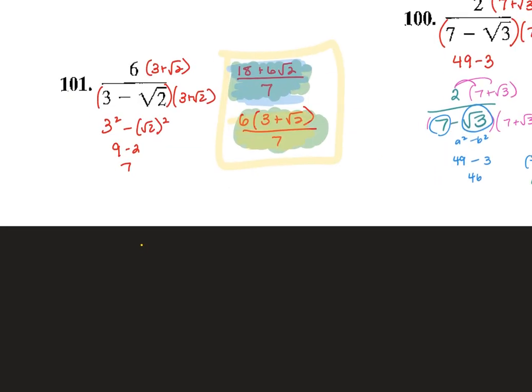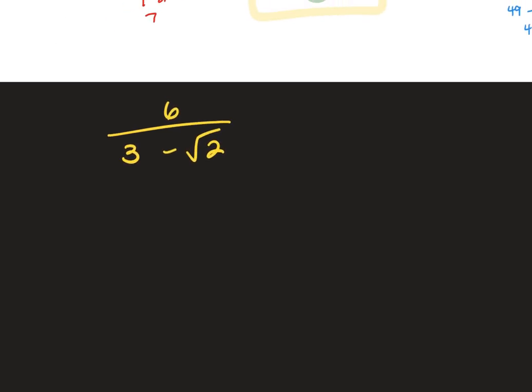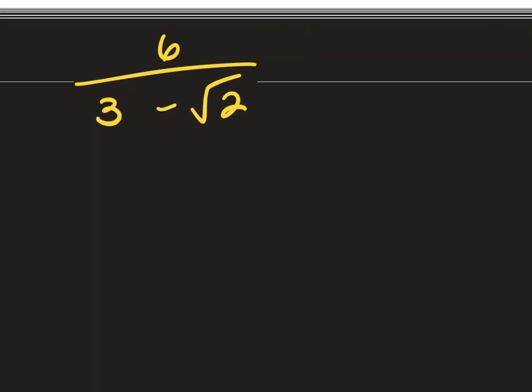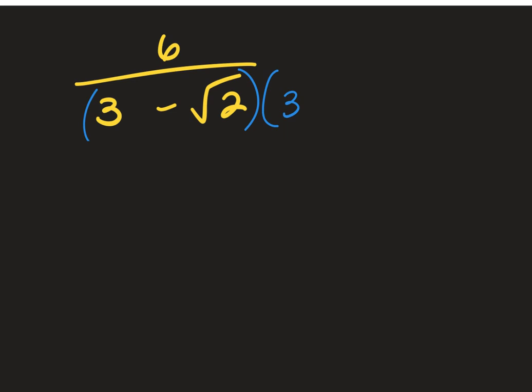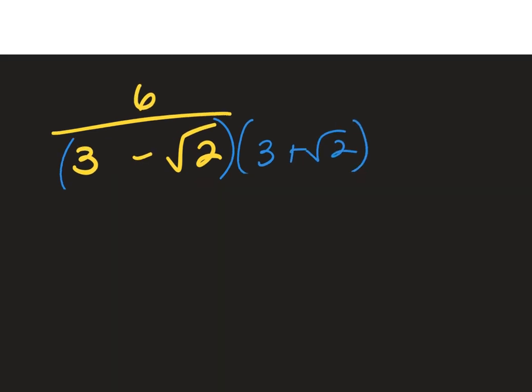101 is similar, right? It says 6 over 3 minus square root 2. So you can't leave the square root in the denominator. We rationalize by multiplying by the opposite.